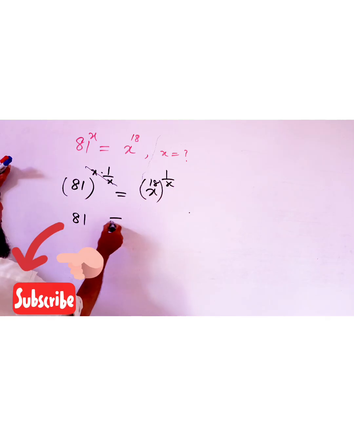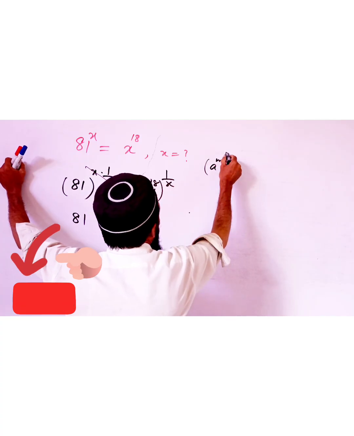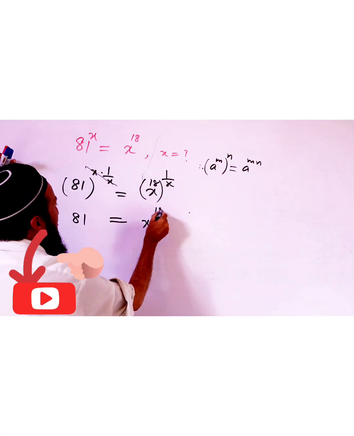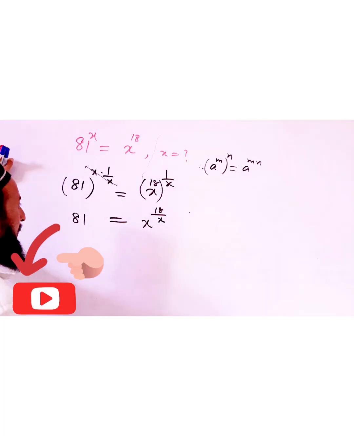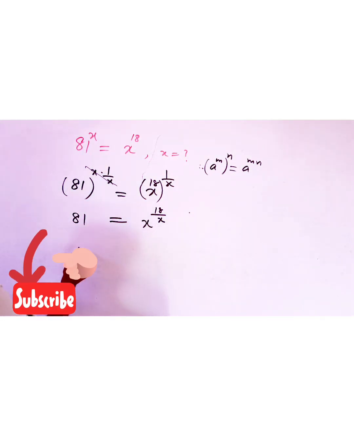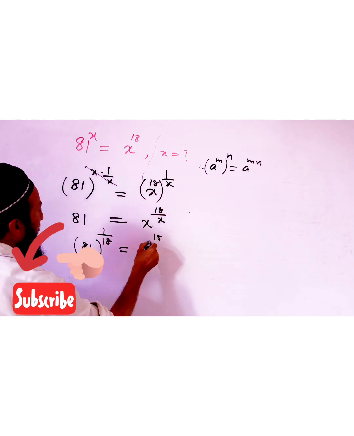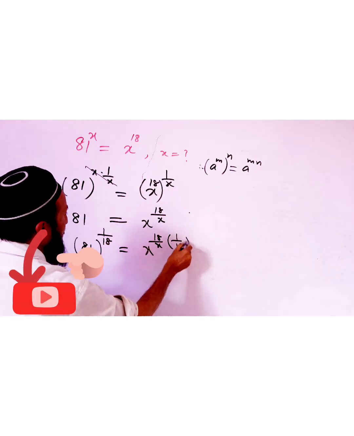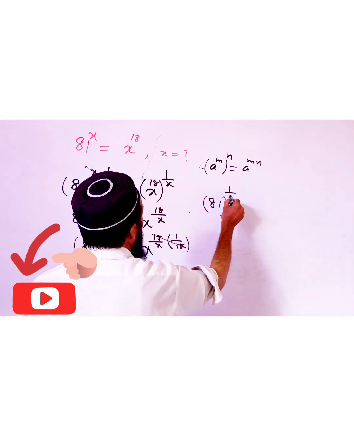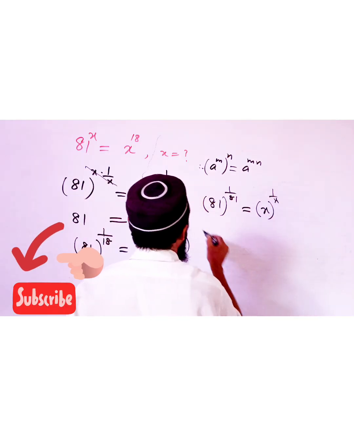We get 81 is equal to, and here according to the double exponent rule, we have a exponent of m whole exponent of n, we get mn. According to this rule, we can apply here 18 divided by x. Now we try to remove 18, so we are again taking the power of 1 by 18 on both sides: x, 18 divided by x, and power of 1 by 18. Both are cancelled. We get 81 whole exponent of 1 by 18 is equal to x exponent of 1 by x remaining.